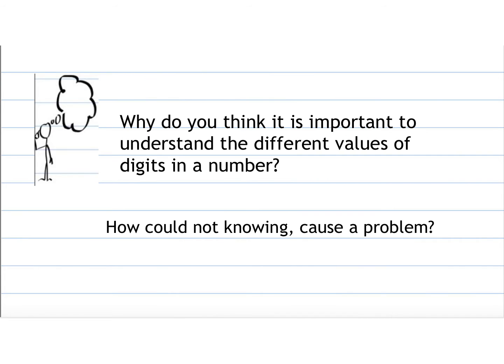Why do you think it's important to understand the different values of digits in a number? Well, let's say we have the number 392 and 5 tenths. If we don't understand that this is hundreds and maybe we're measuring something and I think it's tens, I say we need 39 inches of ribbon, but really we would need 392 inches of ribbon, so we would be very, very short.